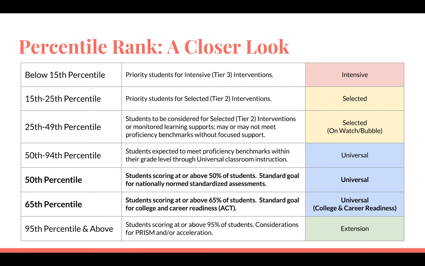Students falling in the 95th percentile and above are students who would be possible considerations for PRISM or acceleration and further extension.